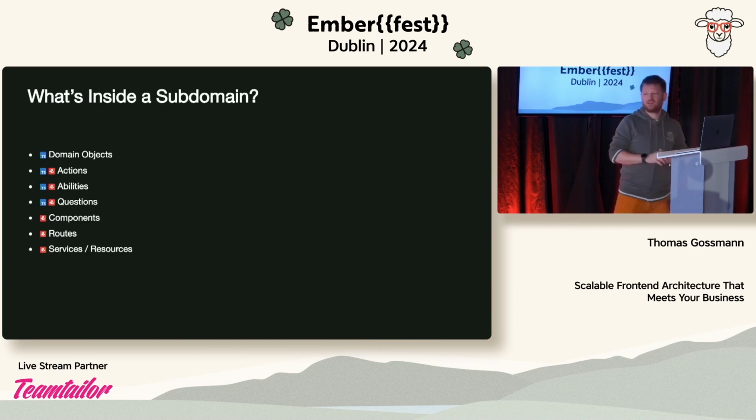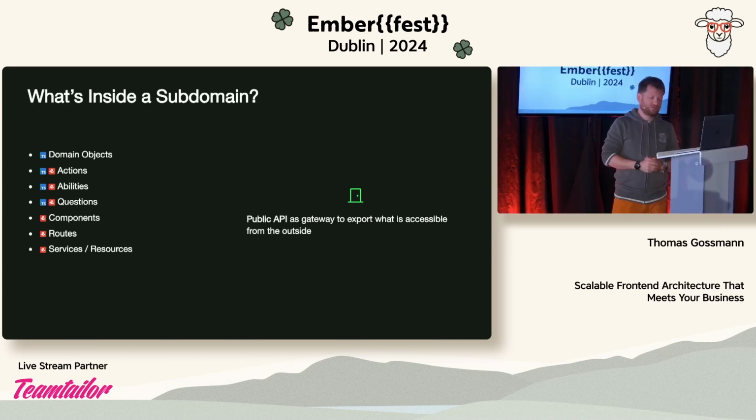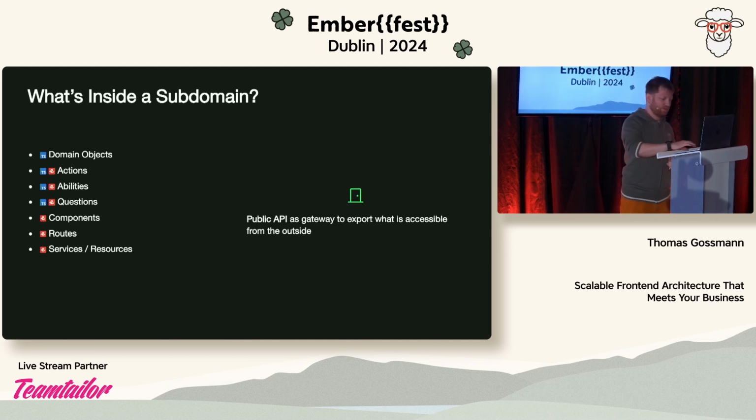So what's inside the subdomain, to clarify a bit more? We see the domain objects, we see actions, abilities, and questions, and then the Ember parts: routes, components, services, resources, whatever. And the important thing is that we have this public API gateway to make only the things accessible to the outside world that need to go there.